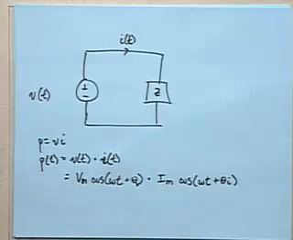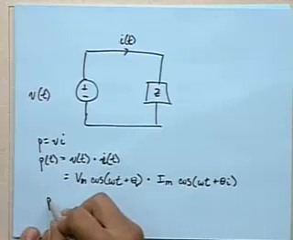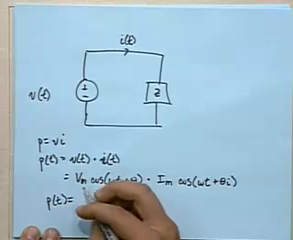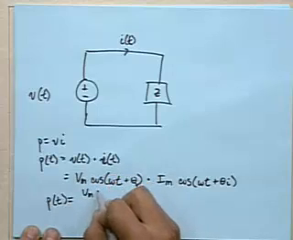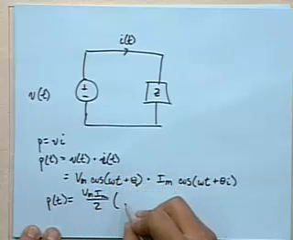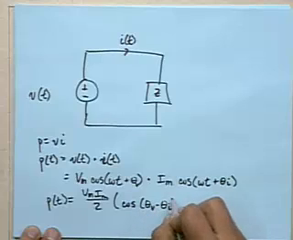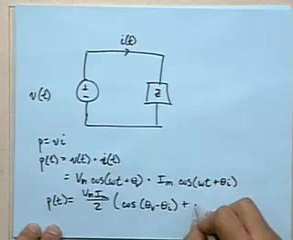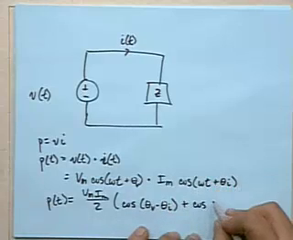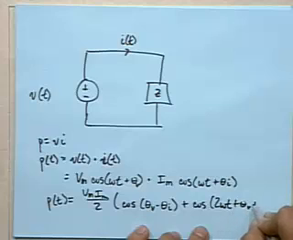Now, I think the full math for this is in the book, but once you put it all together and do all of the trigonometry, you get that the power as a function of time equals V sub m I sub m over 2 times the cosine of theta v minus theta i, plus the cosine of 2 omega t plus theta v plus theta i.